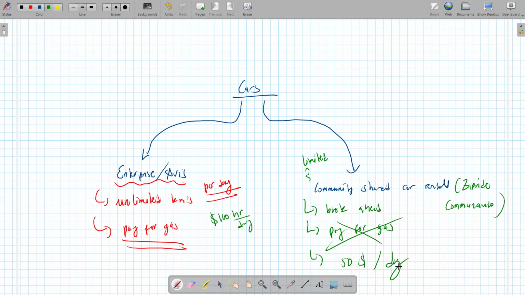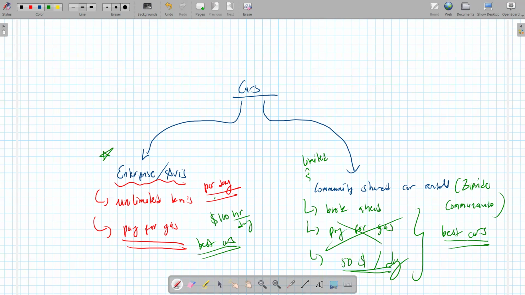So those are the different models. This one is slightly cheaper. But again, you have to book ahead of time and the cars are community driven, so you're not going to get the best cars. Cars are going to be relatively older. This one, you'll get the best cars. It'll be newer cars, completely clean, but at the same time, it's kind of expensive.